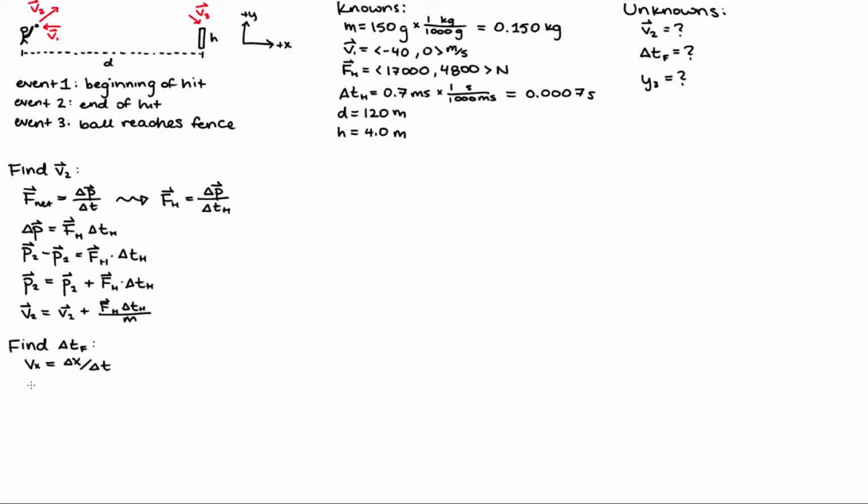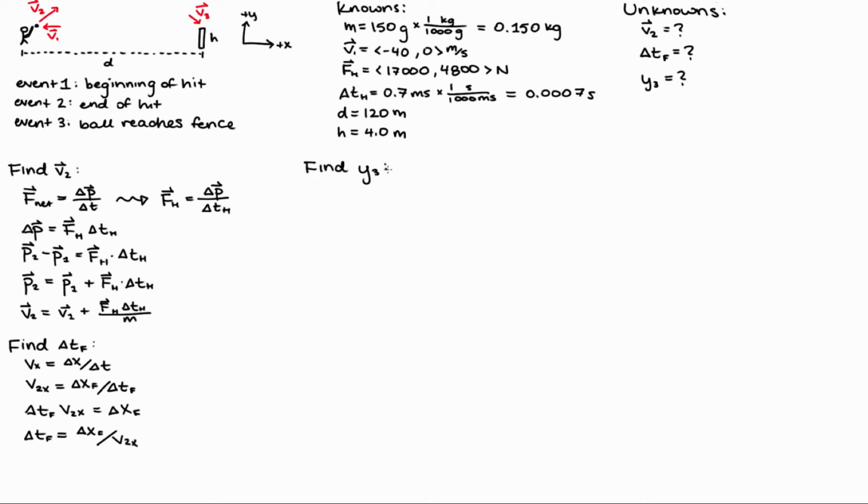We can multiply both sides by delta TF to give us delta TF times V2x equals delta XF. We can then divide both sides by the velocity to give us an expression for delta TF in terms of the change in x position and the velocity.